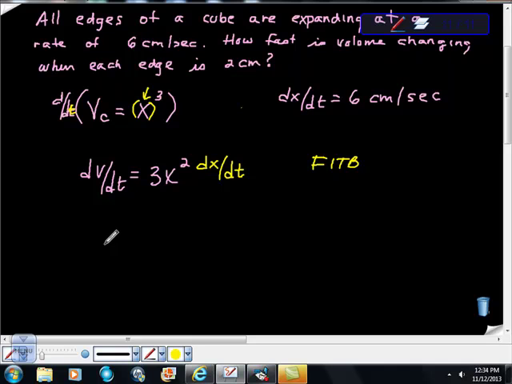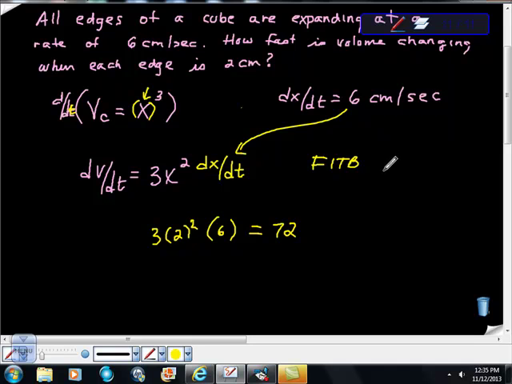And we're asked what to do here when the edges are 2. So we have 3 times 2 squared, times dx/dt, which is 6. So we'll get 4. 4 times 3 is 12. 6 times 12 is 72. So we have 72.